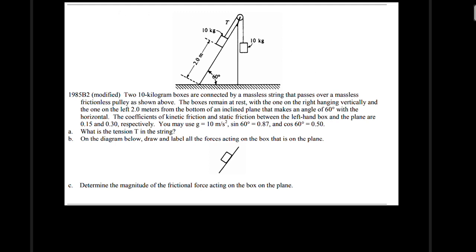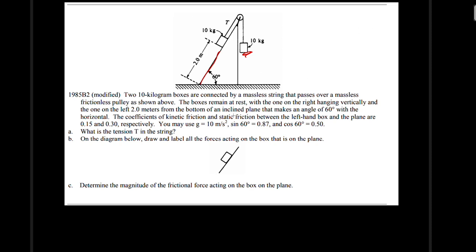So this one's hanging vertically, as you can see, and the one on the left is 2 meters from the bottom of an inclined plane that makes an angle of 60 with the horizontal. The coefficients of kinetic friction and static friction between the left-hand box and the plane are 0.15 and 0.3, respectively. You may use g as 10, sin 60. Okay. What is the tension of the string?